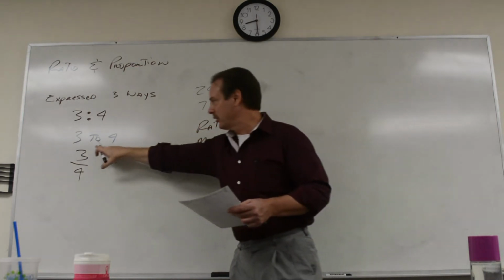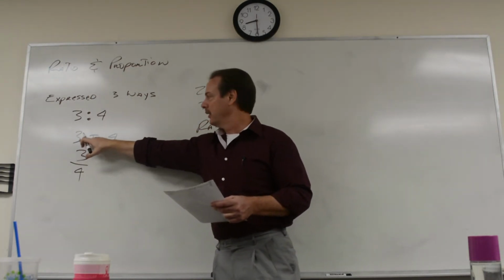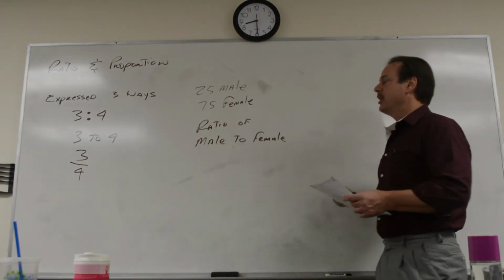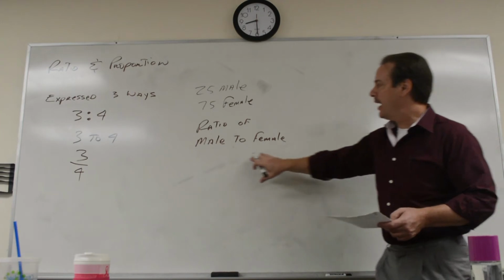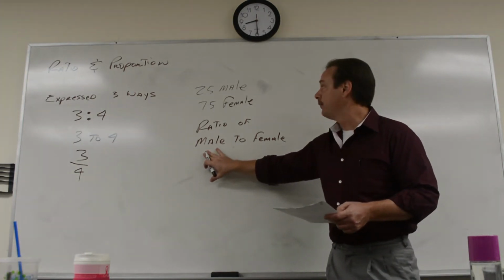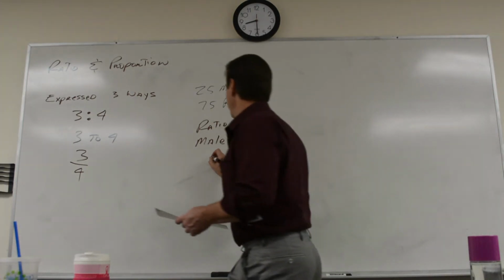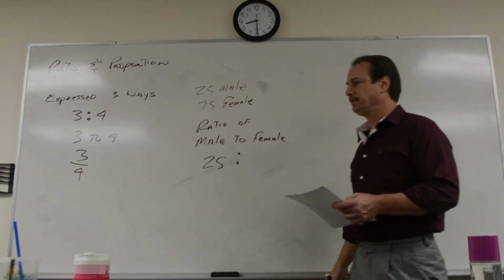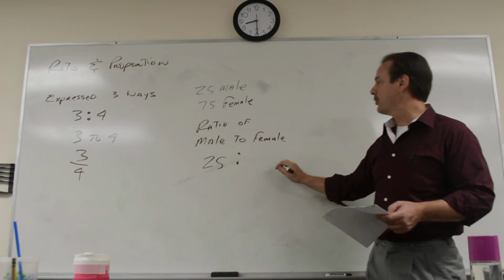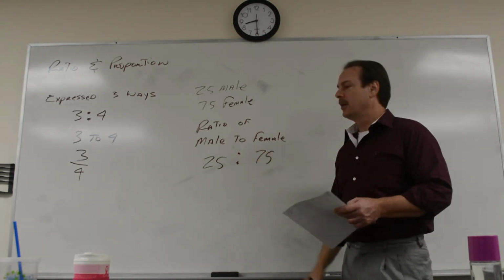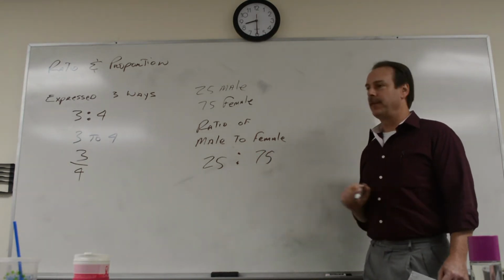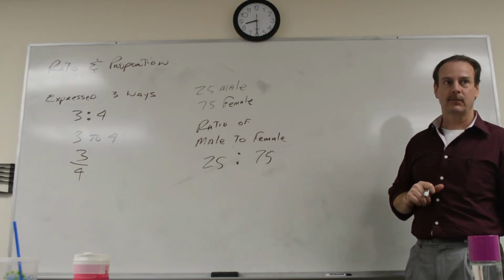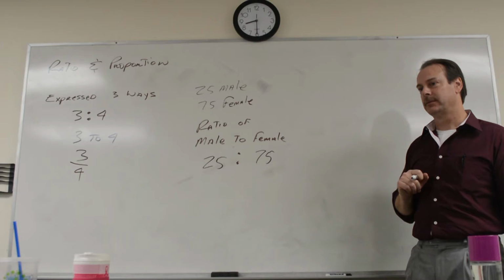Now, doesn't that look like this format here? 3 to 4? So we want to know male to female. So here's what we're going to do. We have to have the males first, right? Now we have 25 males, so let's put 25 right here. The 2 becomes a colon. The number of females we have is 75. So our ratio is 25 to 75. But we're not done, because that's not correct.